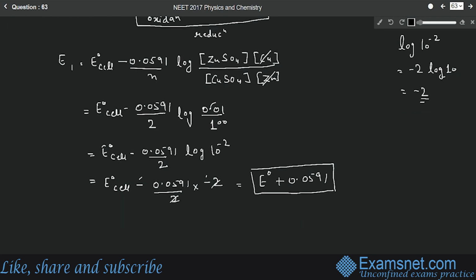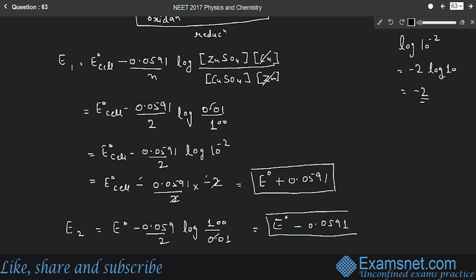Similarly, we can find the value of E2. In case of E2, what will happen? The formula will remain the same, so the expression will also be the same. It will be E naught cell minus 0.059 by 2 log. Here the concentrations will be exchanged, right? So the concentration of zinc sulfate will become 1 and that of copper sulfate will become 0.01. Okay, so it will become 10 to the power 2, not minus 2. So here we'll get E naught minus 0.059. Okay, this is the only difference between the values of E1 and E2.